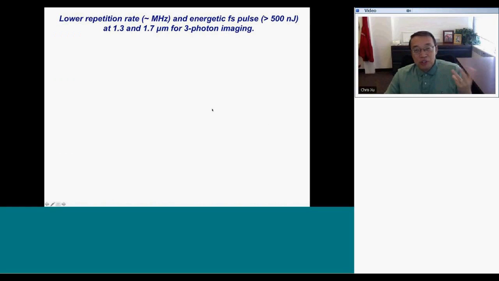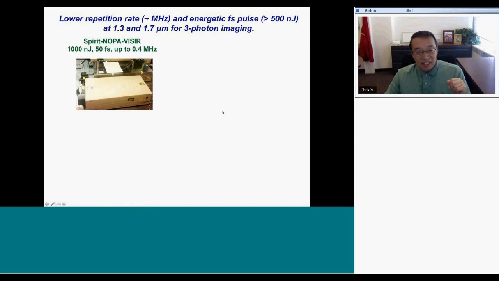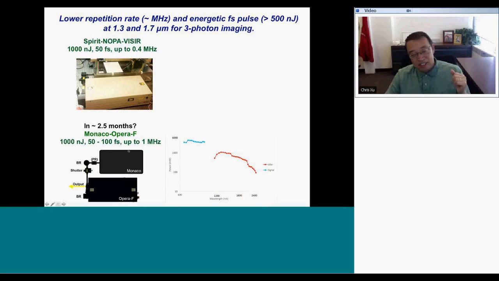And if you want to do this, unfortunately, you need to invest in this laser system. The good thing is that there are commercially available sources already announced. For example, Spectra-Physics announced this about 6 months ago. Coherent just announced 3 months ago, and maybe in another couple of months, they will have this on the market.